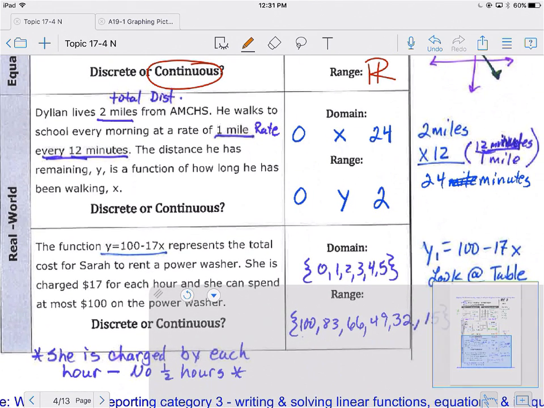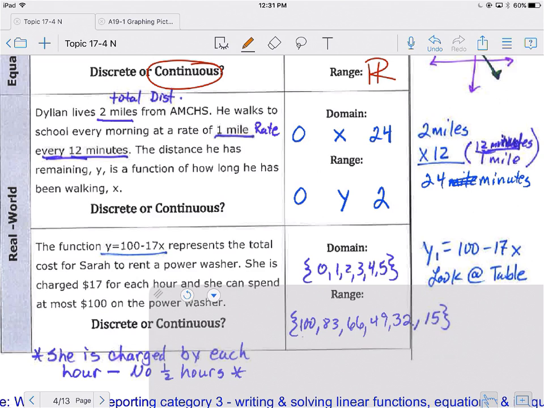We also have 2 real-world scenarios. The first is about Dylan. Dylan lives 2 miles from AMCHS. He walks to school every morning at a rate of 1 mile for every 12 minutes. The distance he has remaining, y, is a function of how long he has been walking, x.